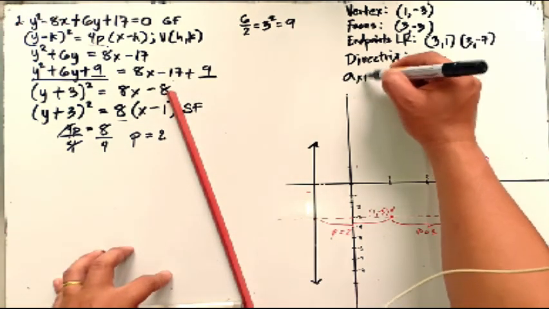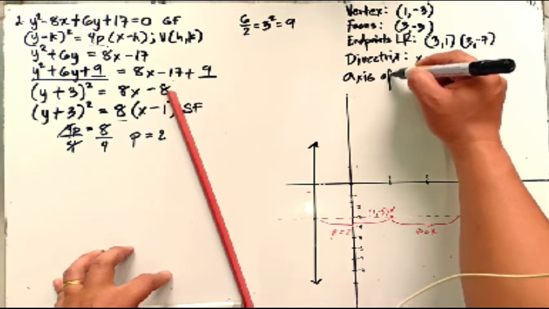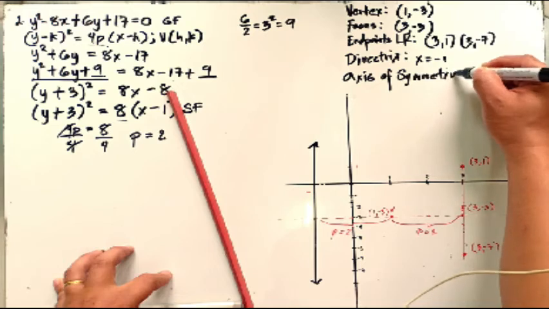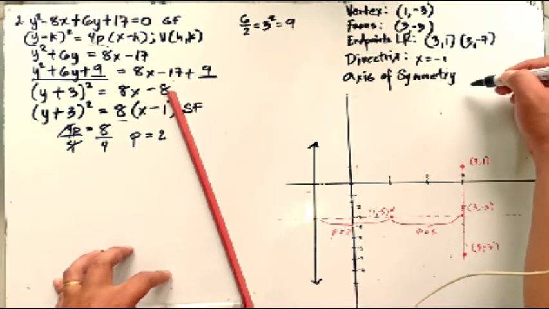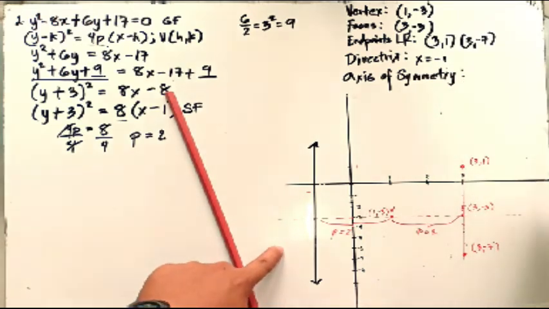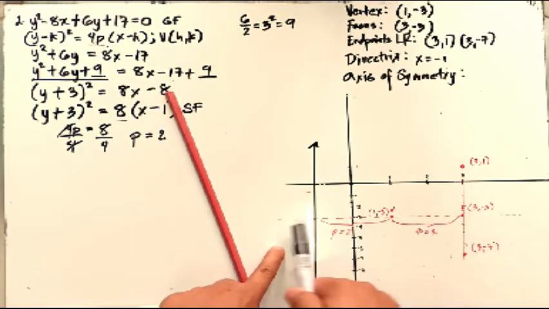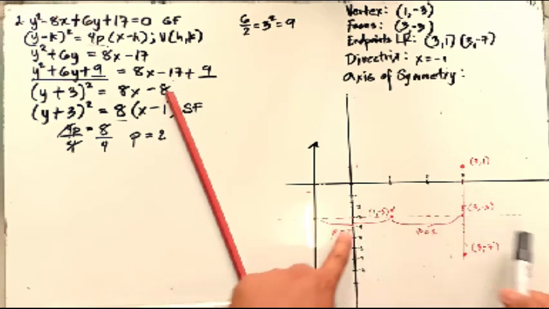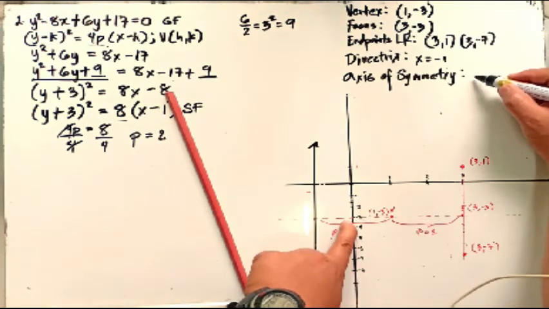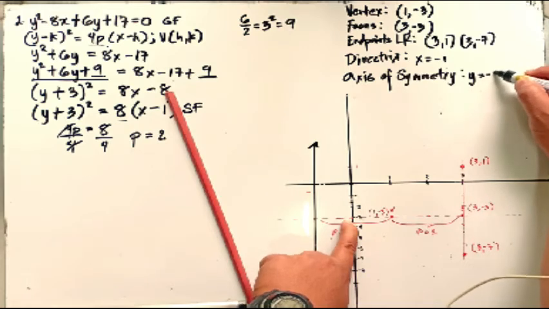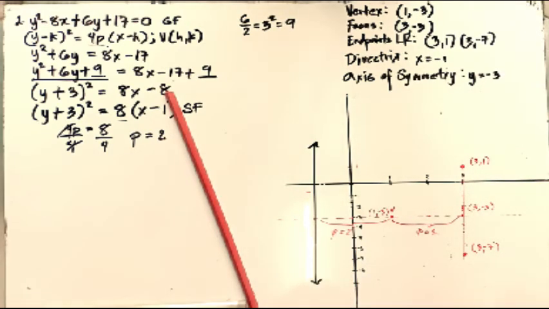Sir, how about our axis of symmetry? That's a good question. The axis of symmetry is the line perpendicular to the directrix that passes through the vertex and the focus. So what is this line? The line that passes through your negative 3. So therefore, your axis of symmetry is y is equal to negative 3.